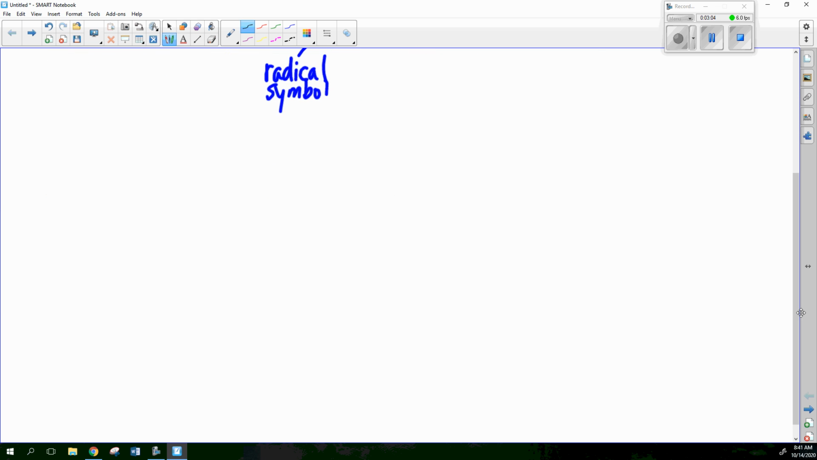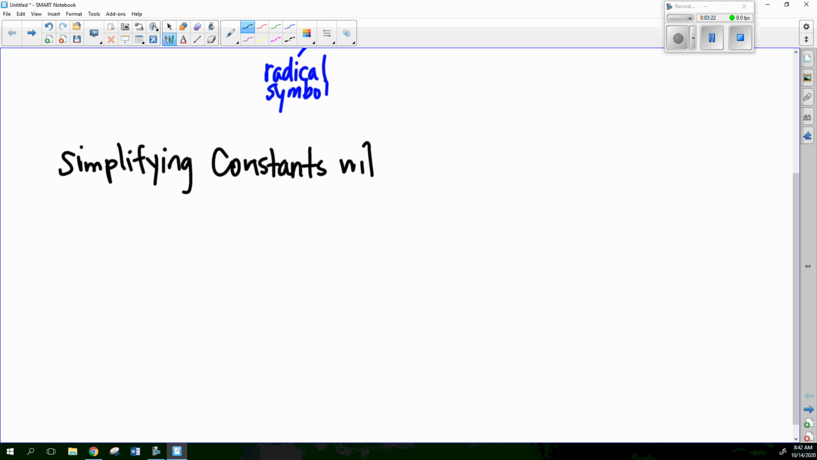So we're going to just start with simplifying constants with factor trees. All right, y'all know what I mean by a factor tree? Anybody remember what that means? Anybody at all? No, not yet? Can't remember? Okay, that's all right.